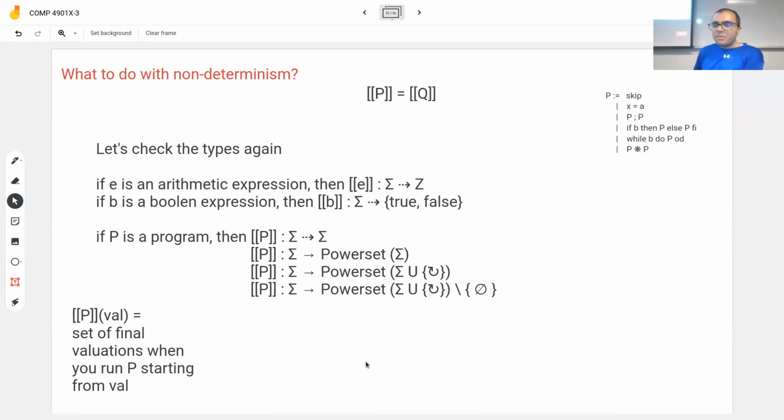So the problem we have is that, again, we have a typing problem here. So I said that if P is a program, the meaning of P, or semantics of P, is just a function that maps sigma to sigma, right? So it's just a function that takes the input of the program and tells you what the output is going to be. If I have non-determinism, it's again with termination.